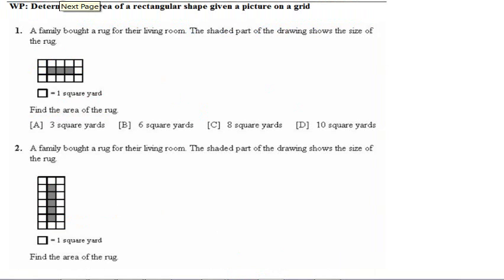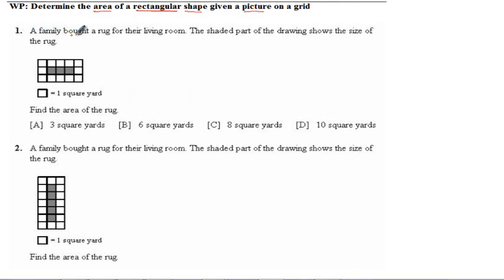Okay. Determine the area of a rectangular shape given a picture on the grid. Okay, so the grid is the whole picture, the entire picture. Again, our reference unit, here it is, 1 square yard. Alrighty. Which one is our rug? First of all, let's read it.